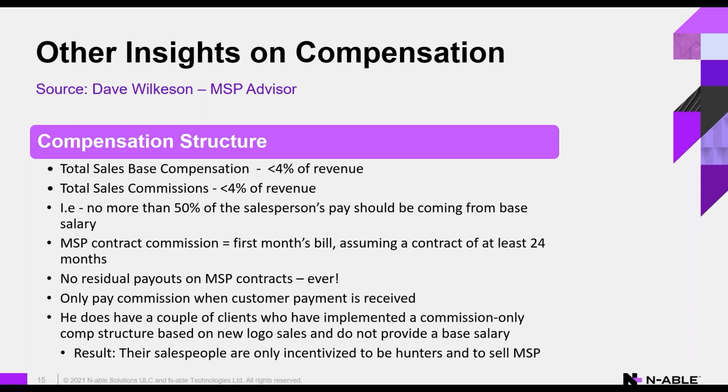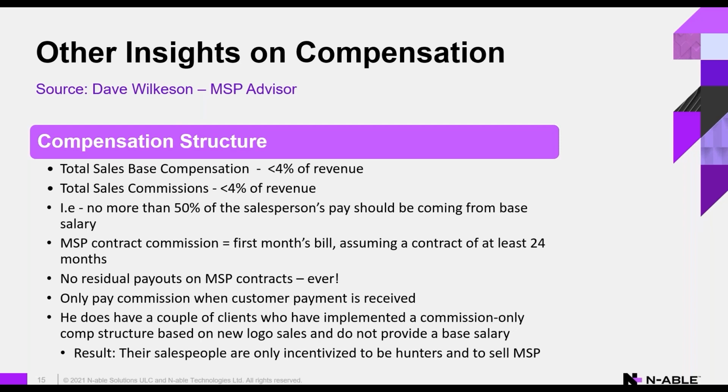So based on sales compensation, total sales commissions should be less than 4% of revenue. And he feels that no more than 50% of the salesperson's pay should be coming from the base salary. So it aligns to what I've talked about earlier, the optimal mix, or what Dave was actually mentioning, the optimal mix being 60% variable and 40% base. He recommends the MSP contract commission structure as well, kind of keeping it simple and making it based on the first month's bill. But he's also assuming that this is going to be at least a 24-month contract. So that may be something else that you may want to consider, having longer term contracts. That's, I think, kind of a debate in and of itself.